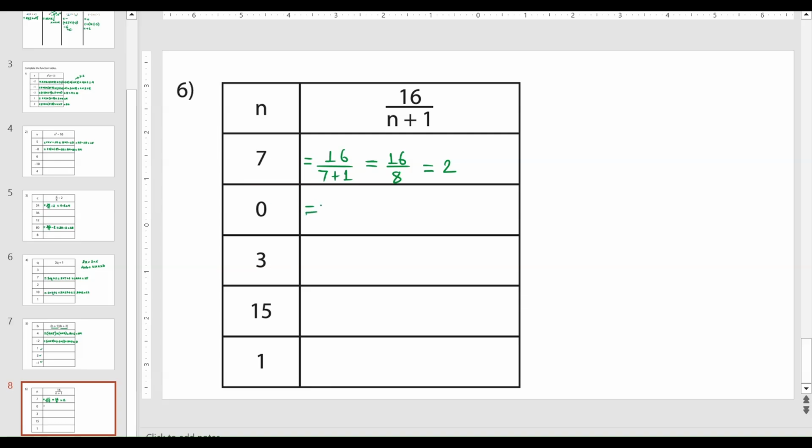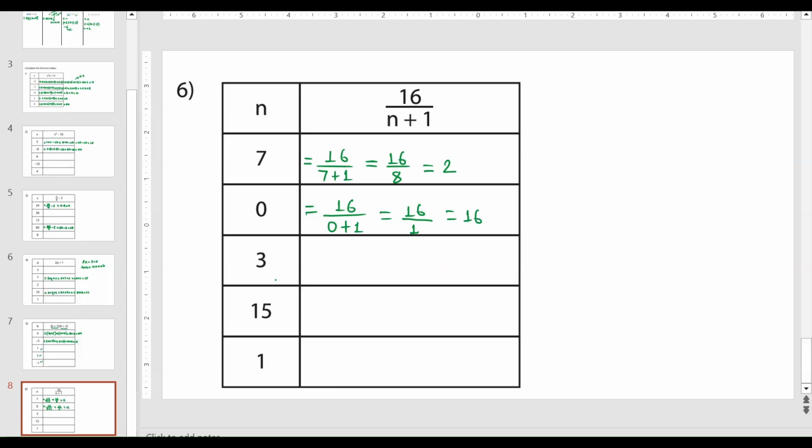And now we have n value 0. 16 by n plus 1. 0 plus 1. So this is 16 by 0 plus 1. 0 added to any value is the same, so 1. So 16 divided by 1 is simply 16.